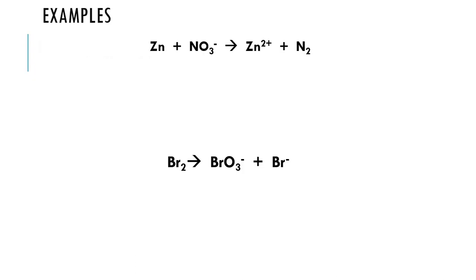So let's look at some examples. Now, before I can pull the equations apart into their oxidation and reduction half reactions, I have to assign oxidation numbers. So zinc is 0, nitrogen will be +5, oxygen is -2, the zinc ion is +2, and nitrogen is 0. So I can see that in this process, zinc was oxidized.